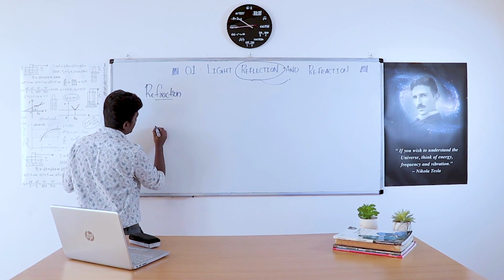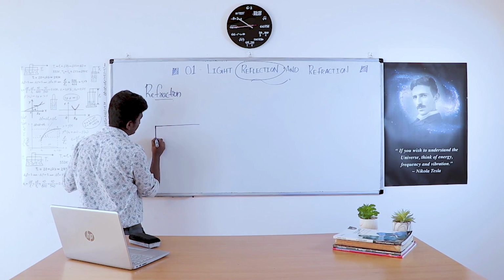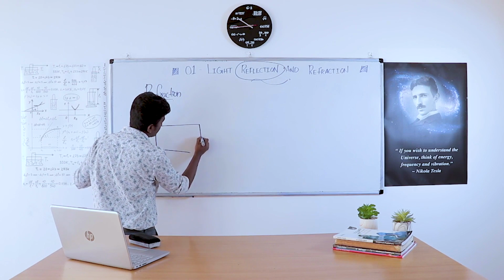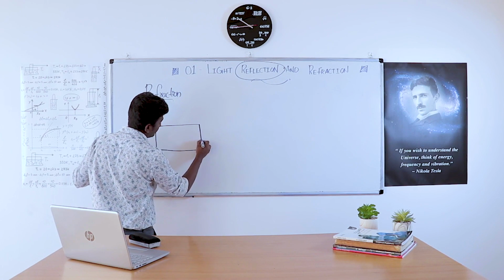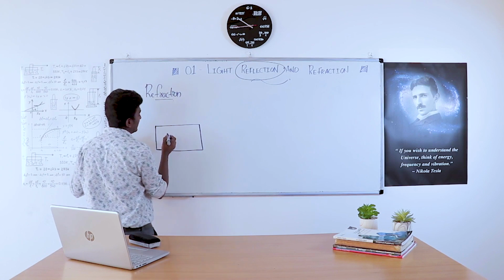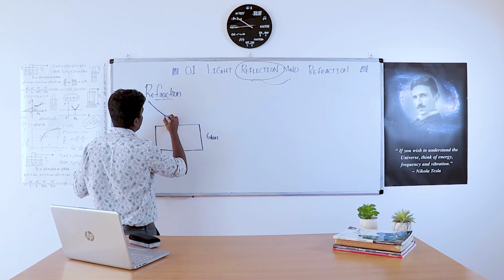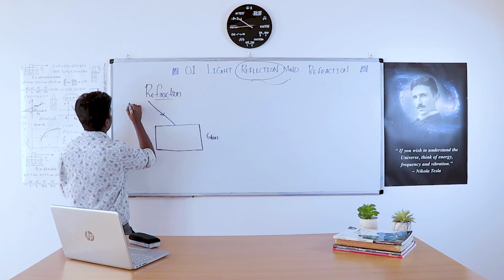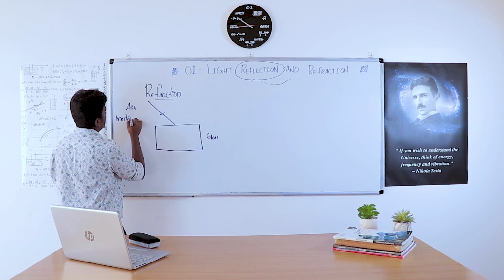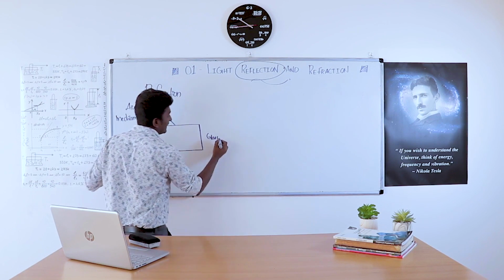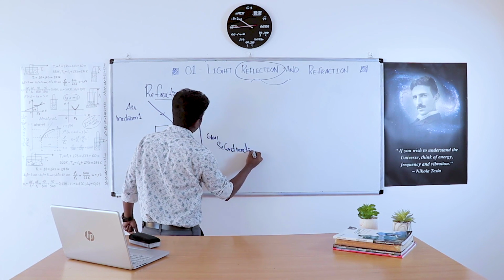So when we are considering two mediums, this is glass, and the ray of light is coming from air. So air is the first medium, and glass is the second medium.